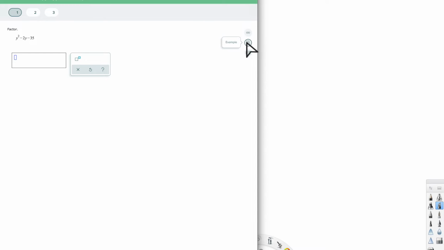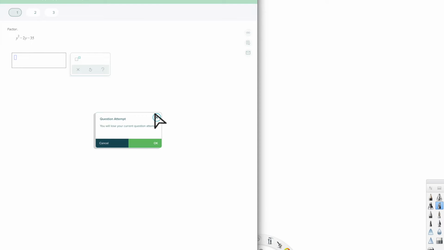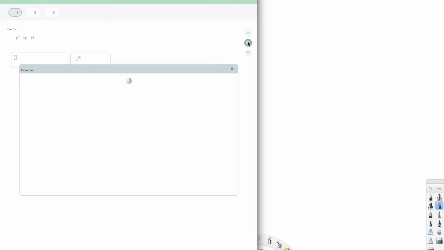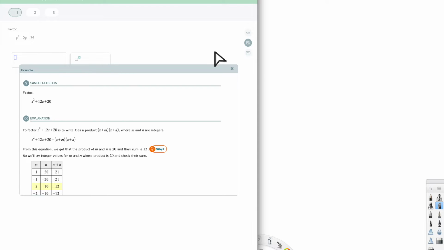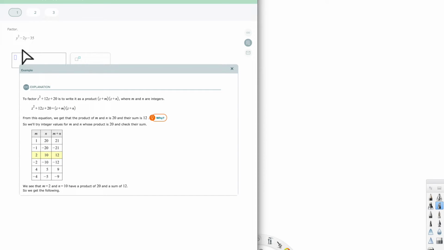Explanation, example, and message center are always on the side here. Explanation tells you you're going to lose your question attempt because it's going to give you the answer to this question. Example, it will go through and show you an example of what we're looking at. And remember, this is not quite the right question. I'll fix that in just a second.